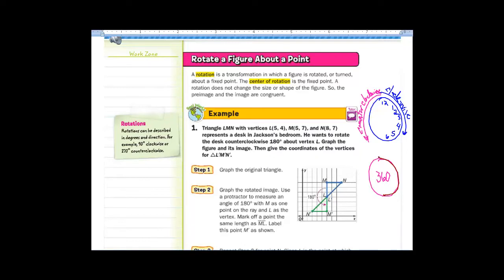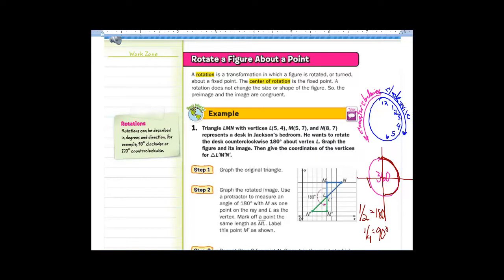So whenever you talk about things like this, a full turn would be 360. Half of a full turn would be 180. Or you could talk about just a fourth of the way, which would be a 90-degree turn.